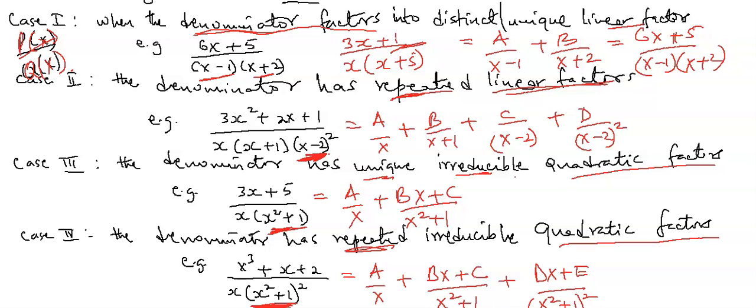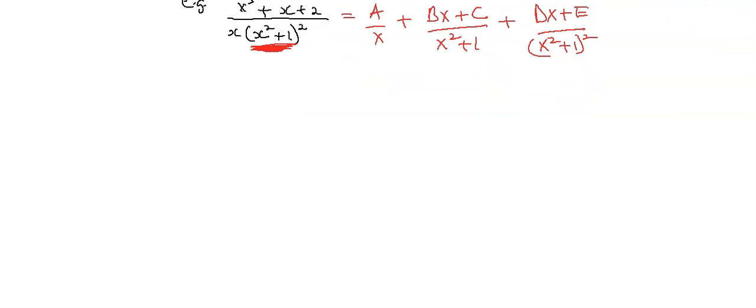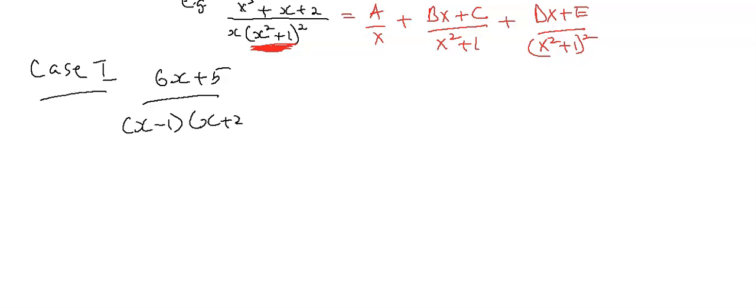And what we need to do then is to decompose them into partial fractions. To do this, we shall start with the first one, when the denominator factors into distinct unique linear factors, and we are interested in 6x plus 5 over x minus 1 times x plus 2. So we start with case 1, where we need to decompose 6x plus 5 over x minus 1 times x plus 2. We are saying that this can be decomposed as A over x minus 1 plus B over x plus 2. So our problem is to find A and B.